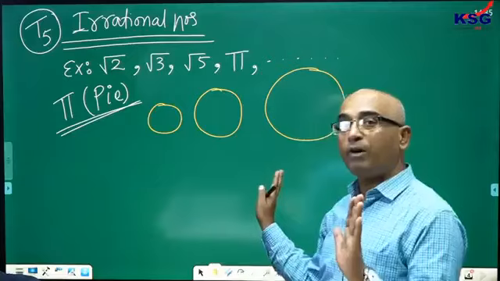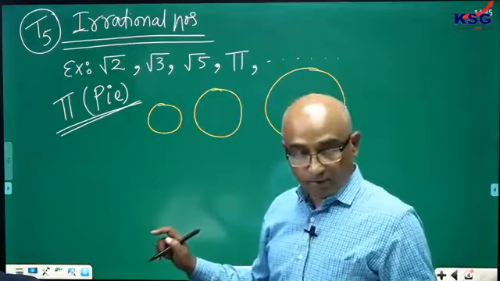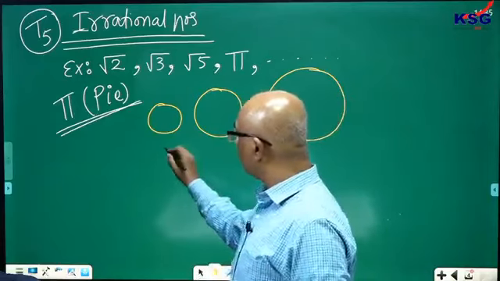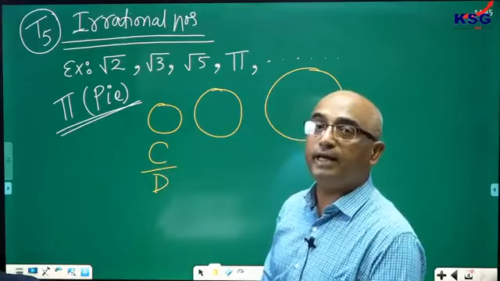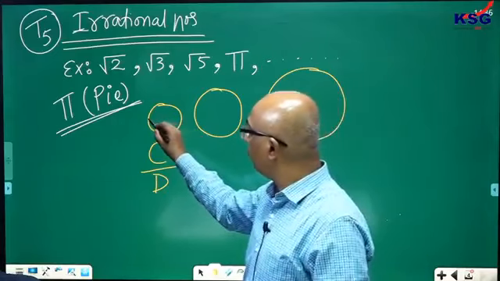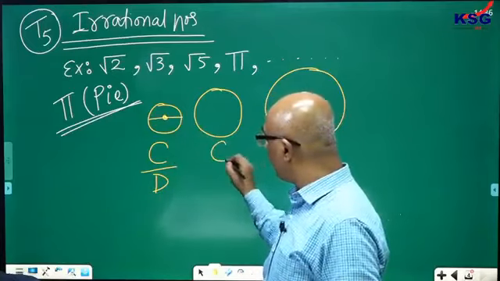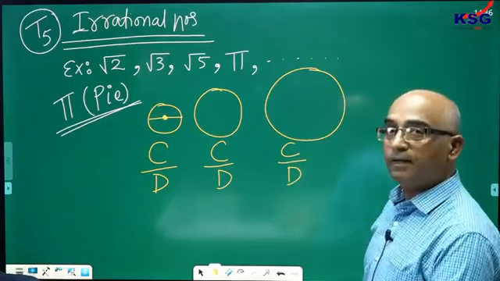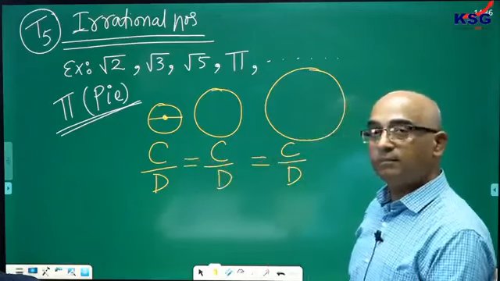Let's take a few examples of 3 circles of different radius. In all 3 circles, let's find the value of C by D, where C is circumference and D is diameter. Circumference means the perimeter of the circle, and diameter, as you know, is the line passing through the center. Calculate C by D in all 3 circles of different size and you will find this ratio is equal.